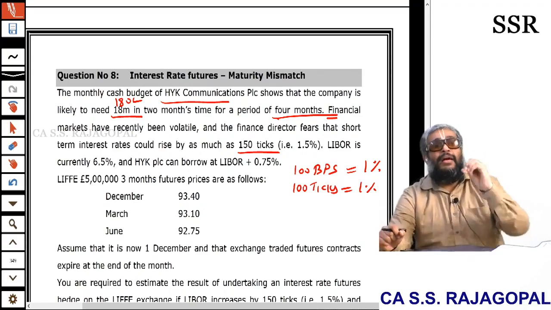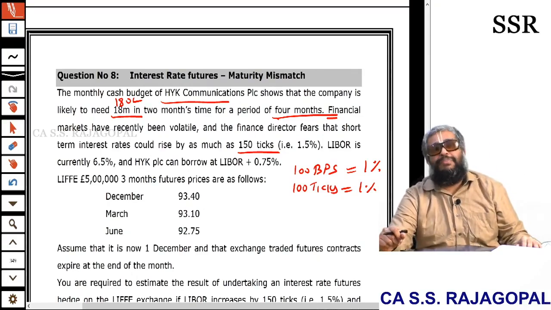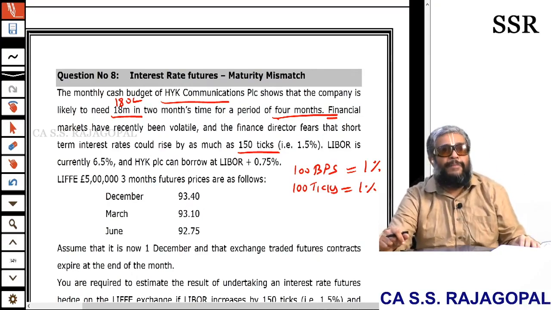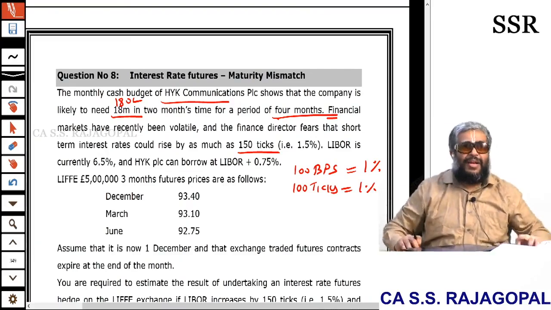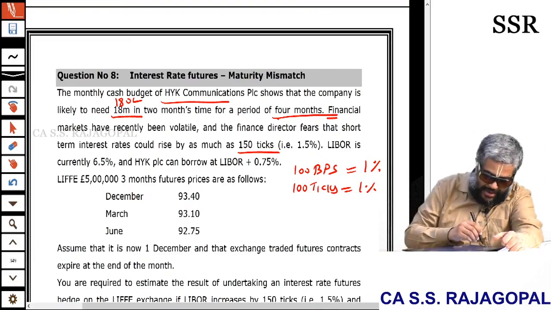Okay, now tell me, currently interest rate is 4.5%. Tell me how many basis points? 450 basis points. How many ticks? 450 ticks. Everybody understand? That's all. Can I proceed? Now let's go for the discussion.